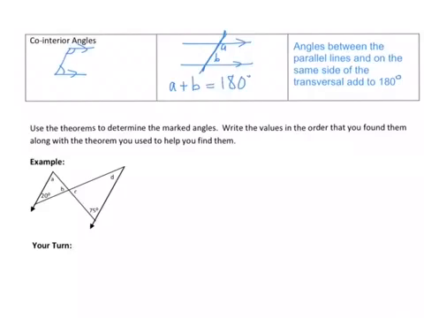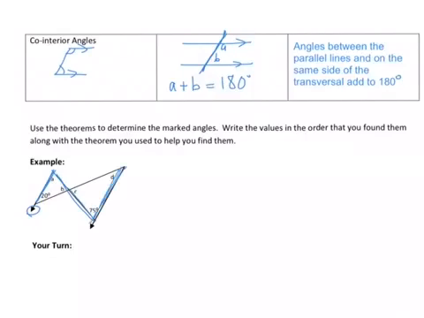Now we're going to use theorems to help us find the marked angles, the unknown marked angles. Write the values in the order you found them along with a theorem you used to help you find them. So here's our example we're going to work together. Now I do have arrows on my diagram here and here, so that tells me that these two lines, this one and this one, are parallel. So from that, I'm going to see if I can come up with F patterns or Z patterns or some C patterns.